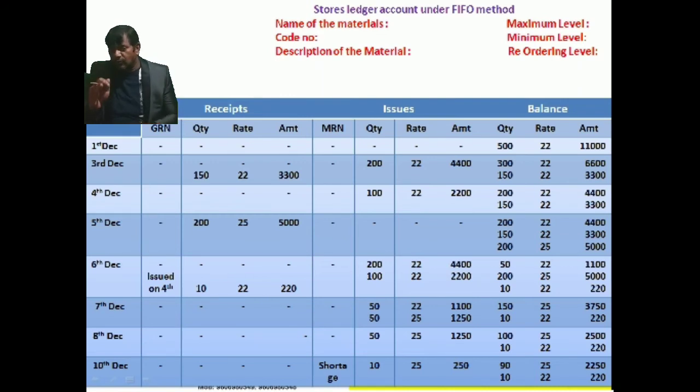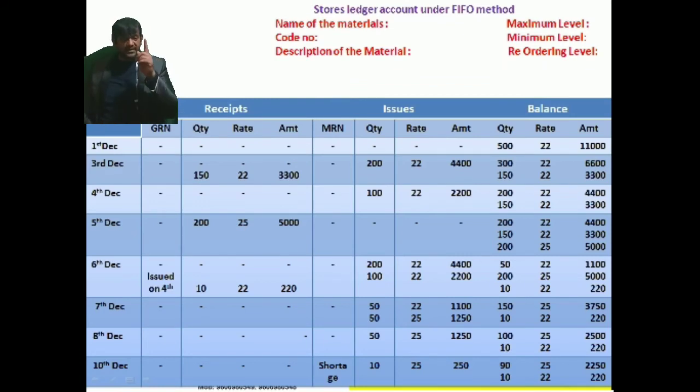So out of 300 I have issued 200. The balance 100 I am supposed to issue. 100 units at rupees 22 each, 2200. So the balance is 50 units of rupees 22 each, 1100. Then 200 units at rupees 25 each, 5000 rupees.